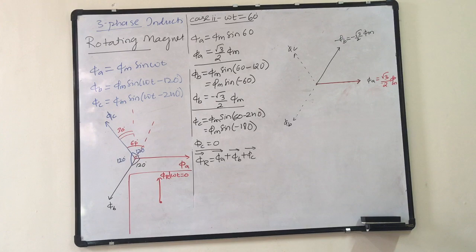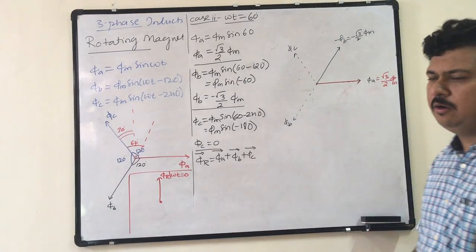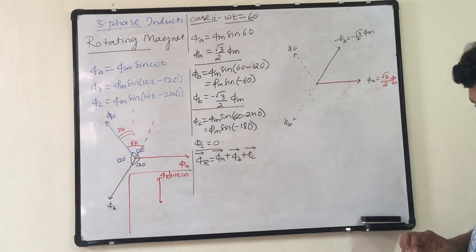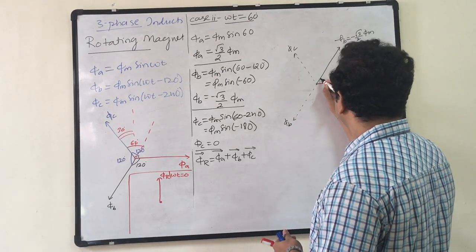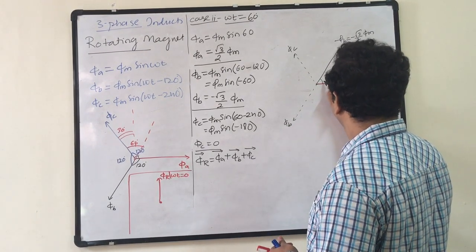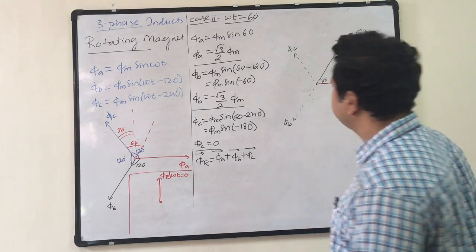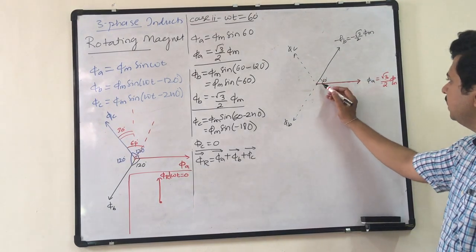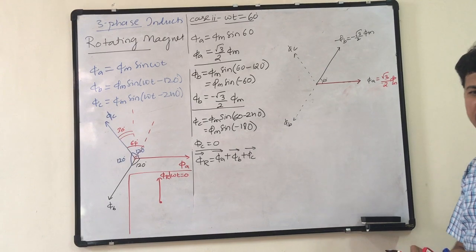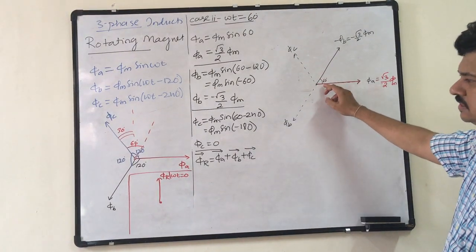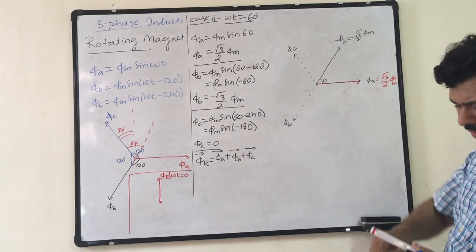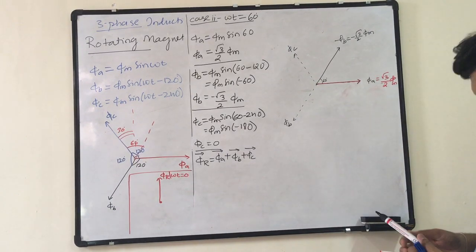Phi a plus phi b plus phi c is 0. Now I have to add only these two vectors. This angle is 60 degrees. When I take the minus phi b vector, it bisects this angle of 120, so it becomes 60 here and 60 here. Now I should take the resultant.